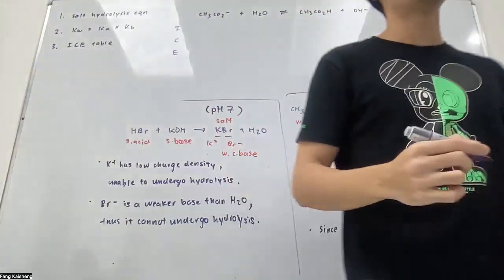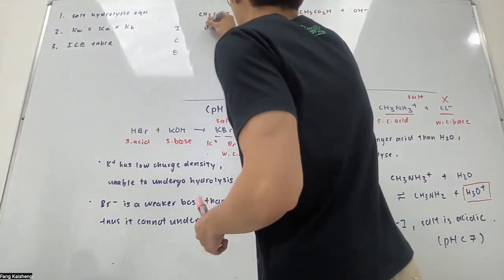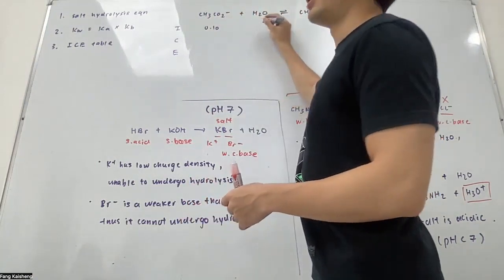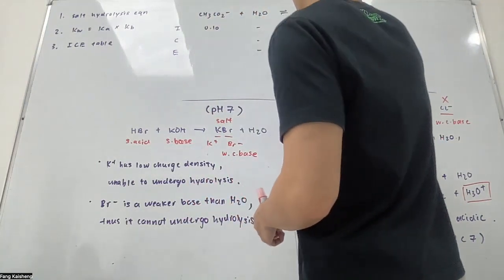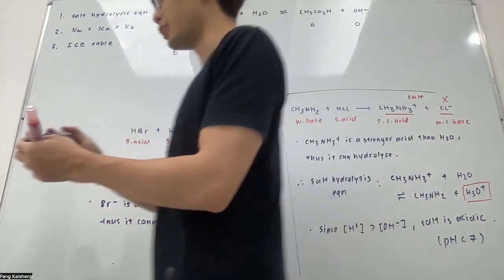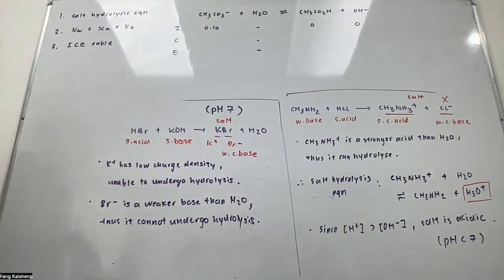Did they tell us? Okay, good. They will tell us, right? 0.1. Okay, do we care about water? No, never care about this guy. Okay, so initially you haven't undergone any hydrolysis, so the right hand side must be 0, obviously.